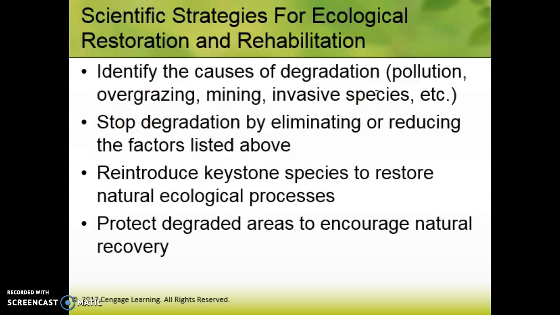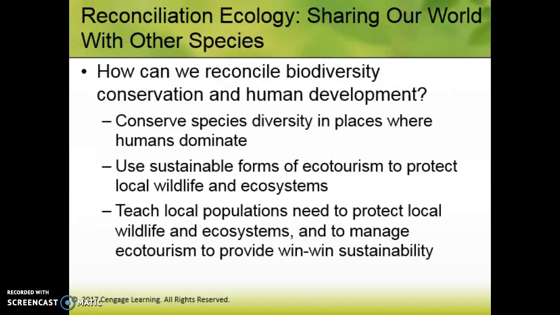So find the problem, stop the problem, fix the ecology, protect the ecosystem. Pretty straightforward. I've used this term several times, reconciliation ecology. Essentially, it's how can we align ourselves with nature? Well, we can conserve species diversity. That makes sense. Central Park is essentially a nature preserve in the middle of a metropolis. Use sustainable forms of ecotourism to protect local wildlife and ecosystems.